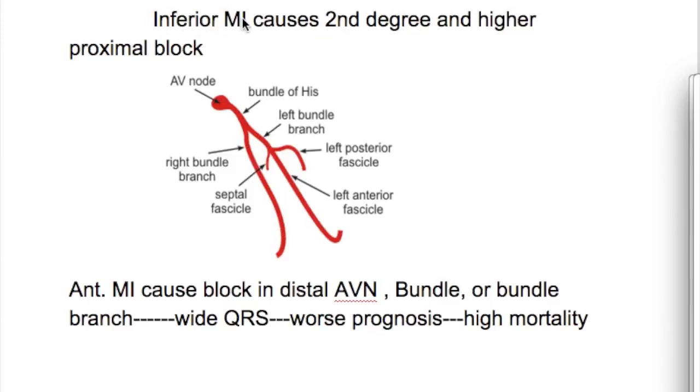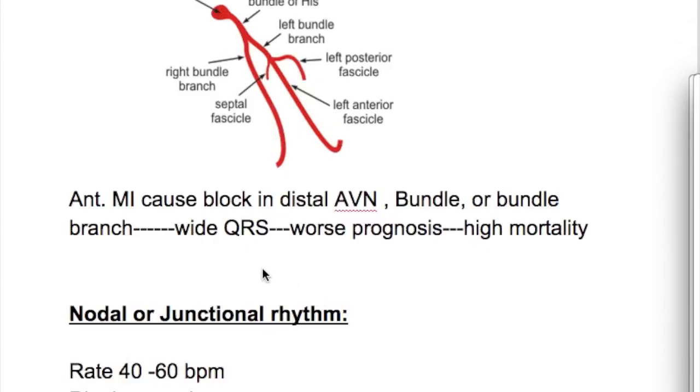Inferior MI just causes a block, and that block is proximal. Whereas the block is not that common with anterior MI, but it's more dangerous because it causes distal AV block, bundle of His. That leads to the wide QRS complex. So wide QRS complex is a feature of distal AV nodal block or that of the bundle of His.